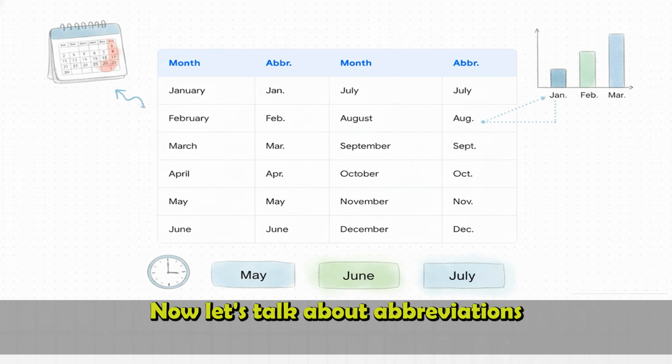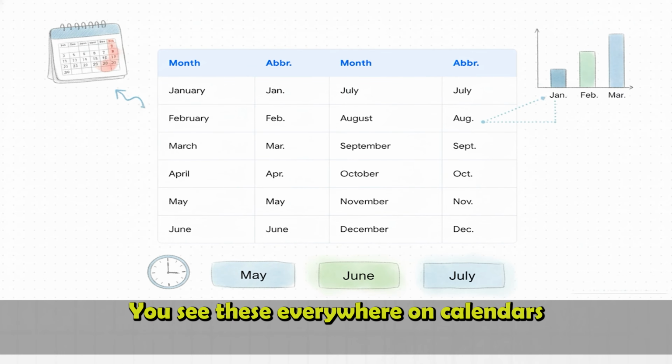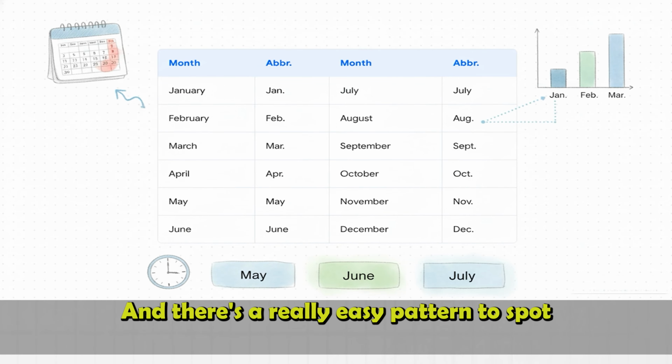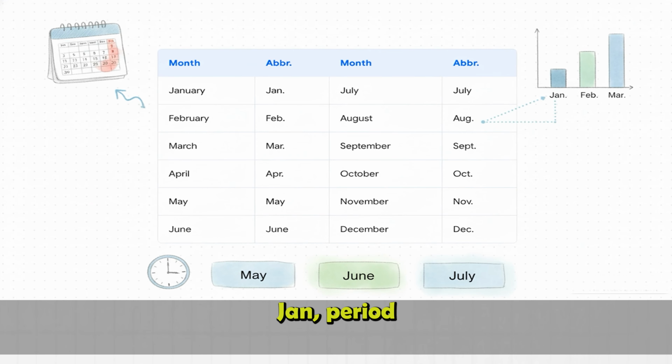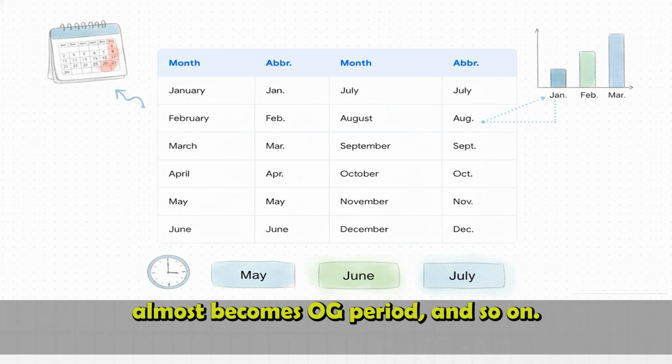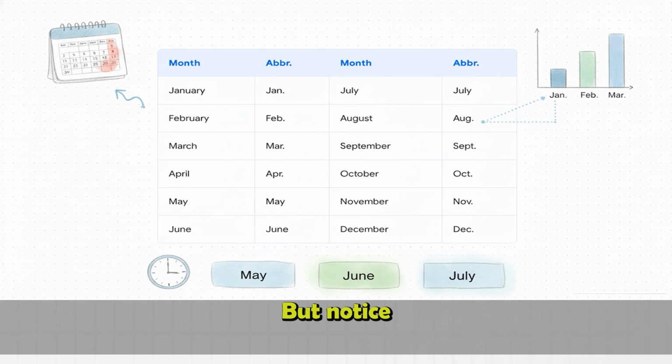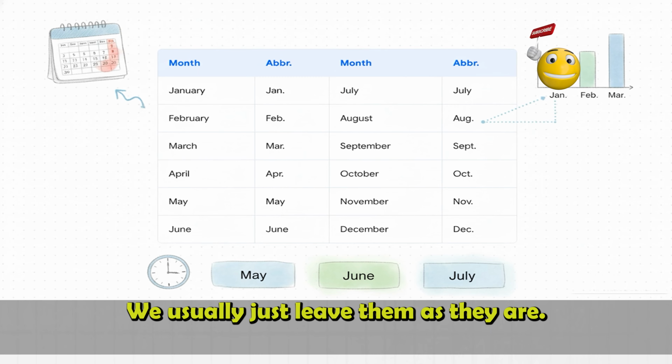Now let's talk about abbreviations, or the short forms of the months. You see these everywhere, on calendars and emails, all over the place. And there's a really easy pattern to spot. For most of the longer months, you just take the first three letters and add a period. So January becomes Jan period, August becomes Aug period, and so on. But notice the really short ones like May, June, and July? We usually just leave them as they are.